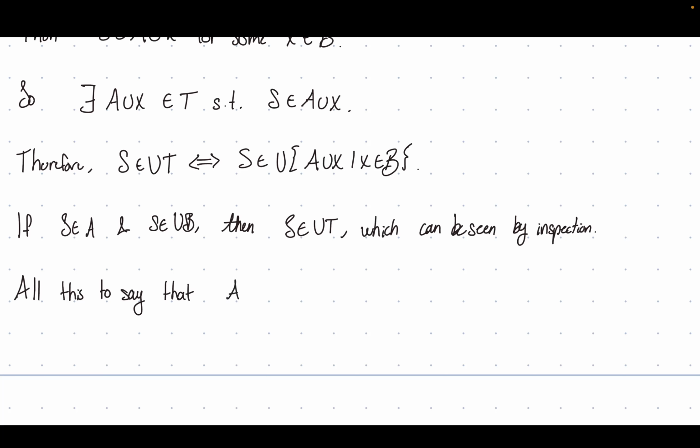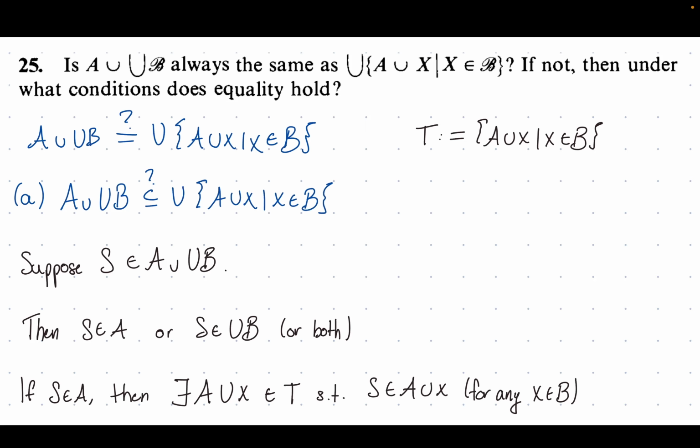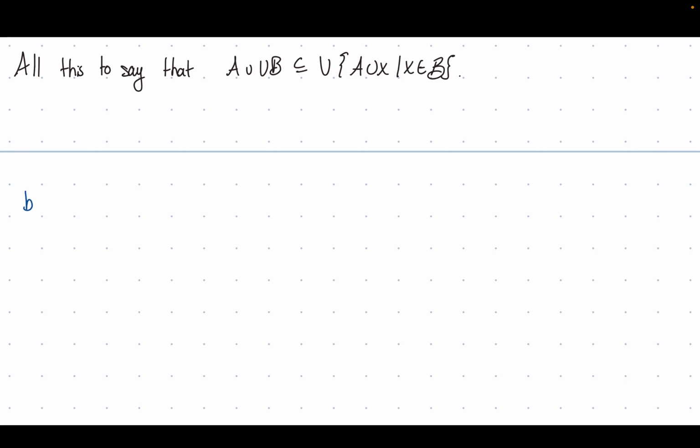Anywho, all this to say that A union the union of B is a subset of the union of A union X such that X is in B. Okay, so we've done one side of the subset relation, the equality proof, I mean, and now we have to show the reverse is also true, or it isn't, and if it isn't, then we have to find the conditions under which equality holds. If you watched the last video, then you probably know that is my least favorite type of question. I hate it. I despise it.